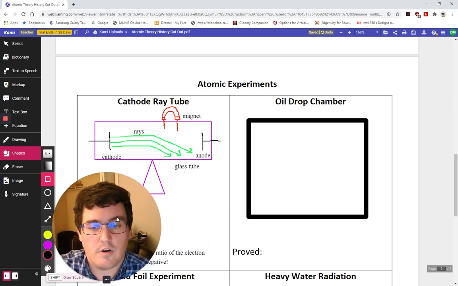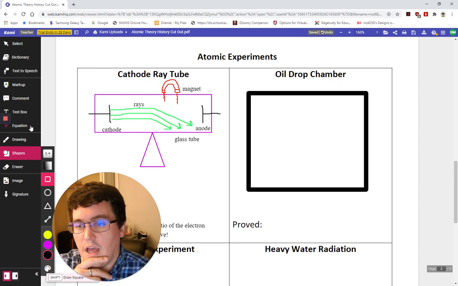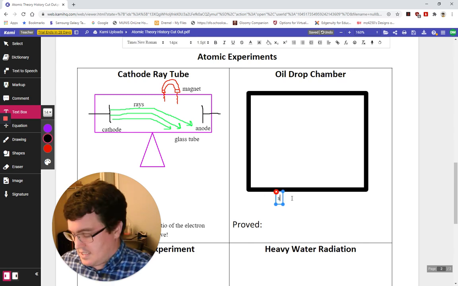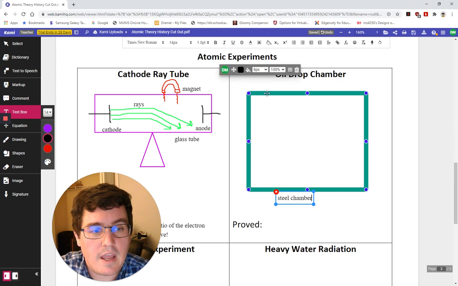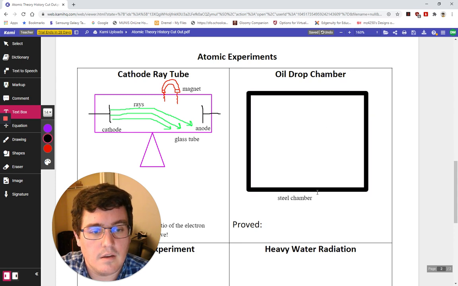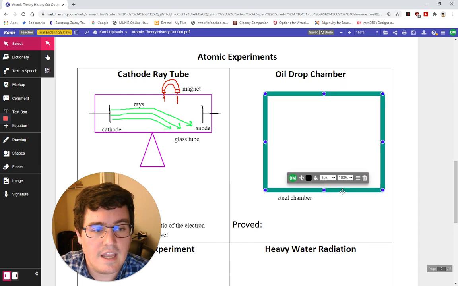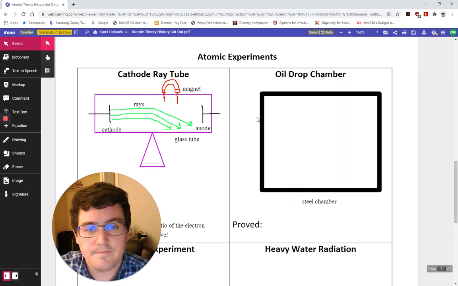I'm going to move my picture over to this side. This is his chamber that he built. It would have been a steel chamber. It was actually a cylinder, but looked like a square from the side, so steel chamber. And in that steel chamber, I actually need to move mine over just a tad bit here. You've got to select it. There we go. All right, so here's your steel chamber.